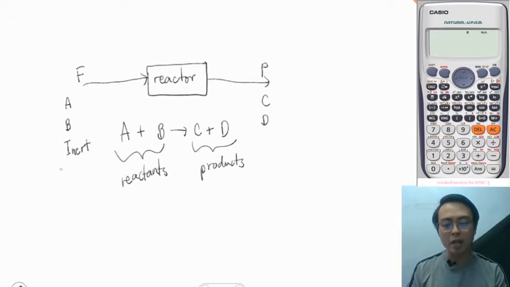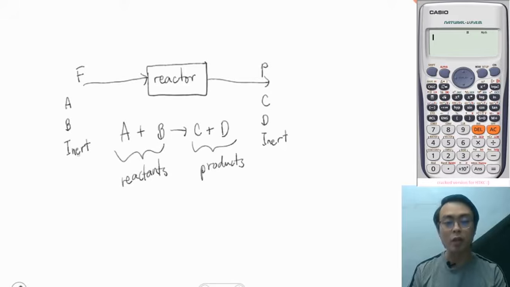So I is not a reactant nor a product, and it's not being converted. So it's an inert. If you find an inert in your feed, of course, you also need to have an inert in your product side because whatever's going into your reactor should also be going out. And since the inert is not being reacted or consumed, it should still go out of the product.